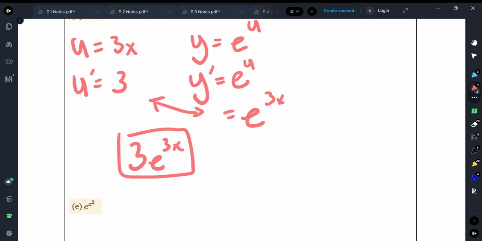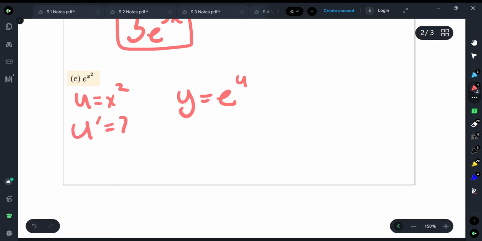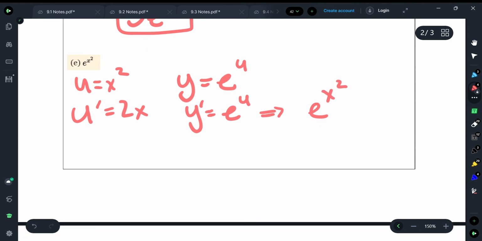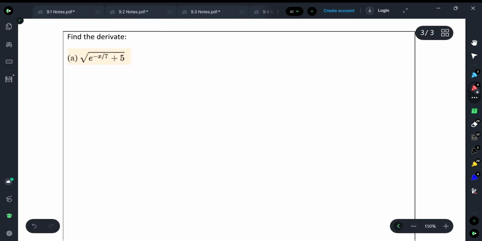So you should be able to look at the next one and see what that's going to be. All right, and you can see that u is going to be x squared. y is going to be e to the u because it's e to the x squared. Derivative is 2x. Derivative of the outside is e to the u, which is going to be e to the x squared, because we put u back in, multiply them, we have 2x e to the x squared power. Cool. Now let's go to something a little bit more difficult.